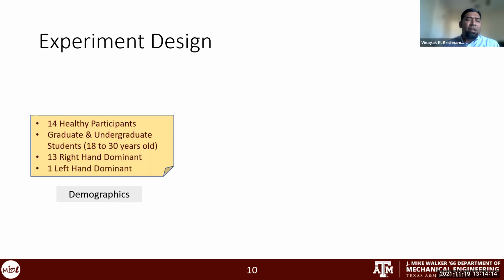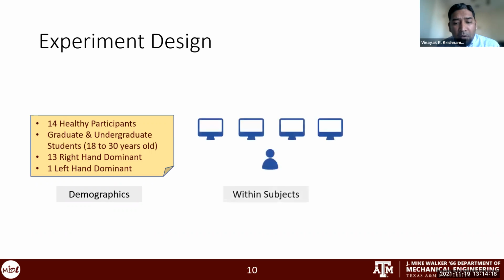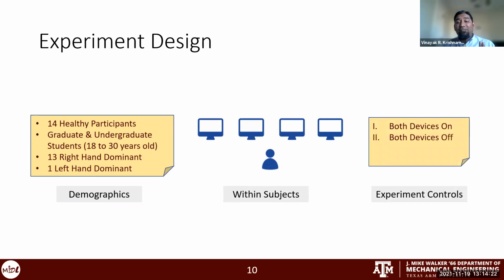And of course, we only had one left-handed participant, so 13 of them were right-handed. And we conducted a within-subject study with 4 conditions. Condition 1 is both devices are on, which is your ground truth, meaning that is the way the spring is supposed to behave.